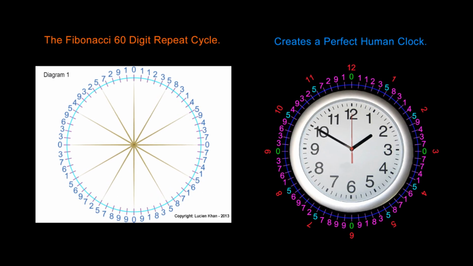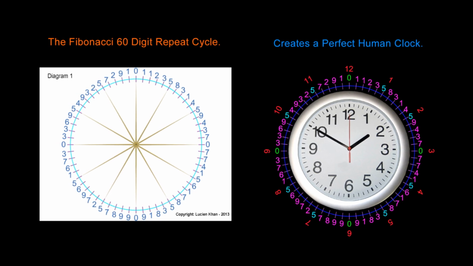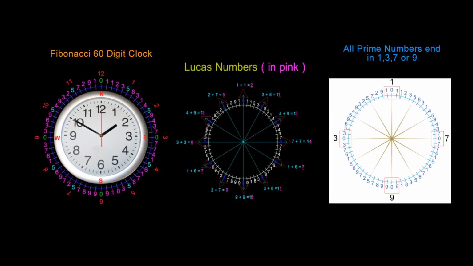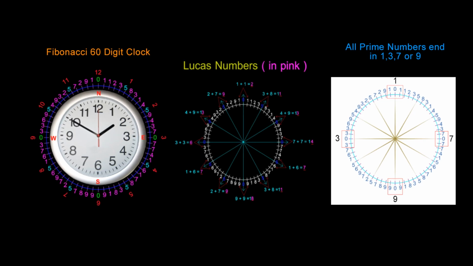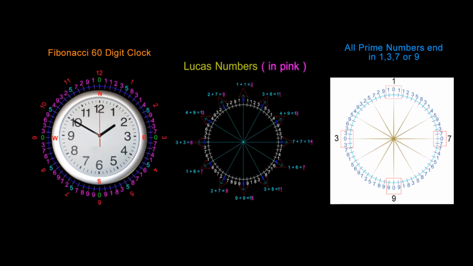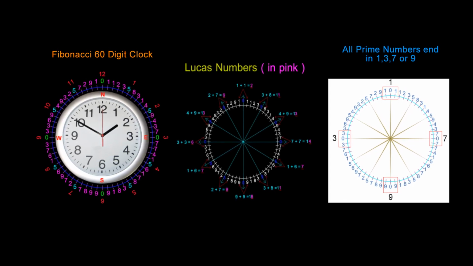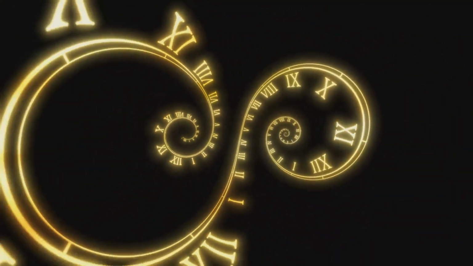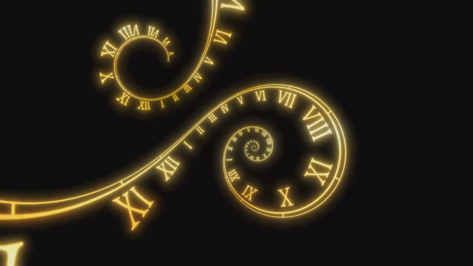In the previous parts of this series, we have come to learn just how incredible this Fibonacci 60-digit clock is and how much mathematical information is encoded into it. In this video, we will continue to apply the Fibonacci clock as a building block and use it to create another very famous sacred geometrical symbol known as the seed of life.